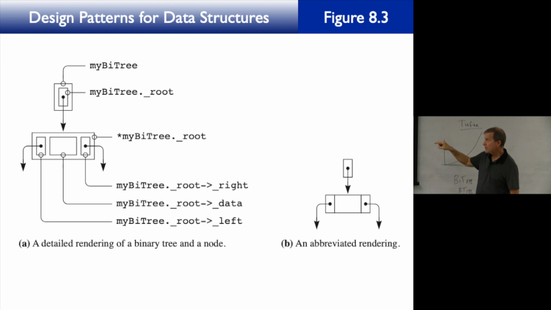underscore right. So what's the abbreviation for a star and a parentheses and a dot? That's the what symbol? That's the arrow. So my bi-tree dot underscore root arrow underscore right is that underscore right part of the node, and it itself is a what? Is it a binary tree? Yes or no? Yes. Is it a binary tree? Yes or no?